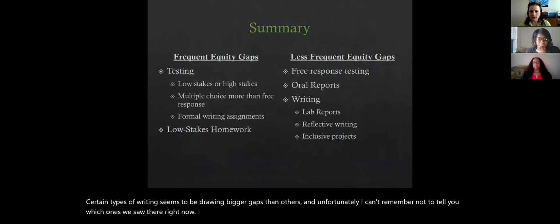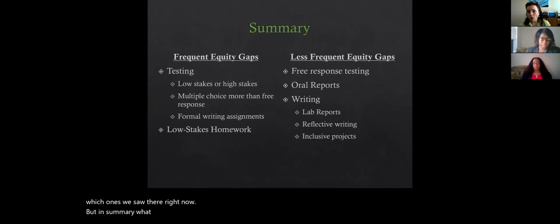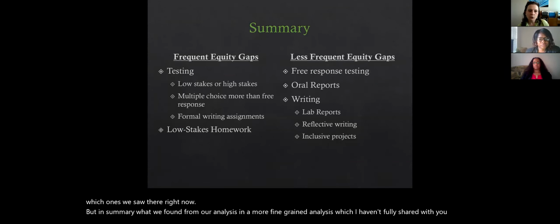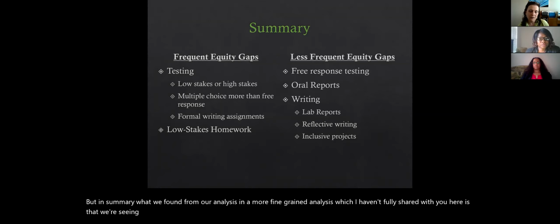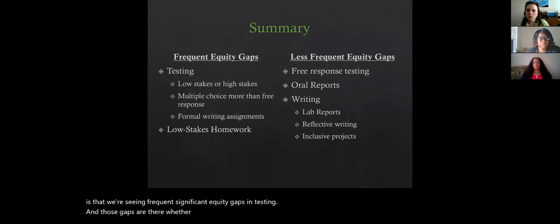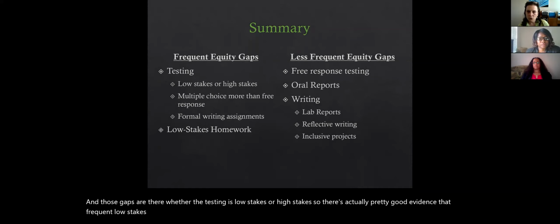But in summary, what we found from our analysis, in a more fine-grained analysis, which I haven't fully shared with you here, is that we're seeing frequent significant equity gaps in testing. And those gaps are there whether the testing is low stakes or high stakes. So there's actually pretty good evidence that frequent low stakes testing may help students do better in classes because it increases their academic self-regulation, which is sort of a fancy way of saying them being good students, right?